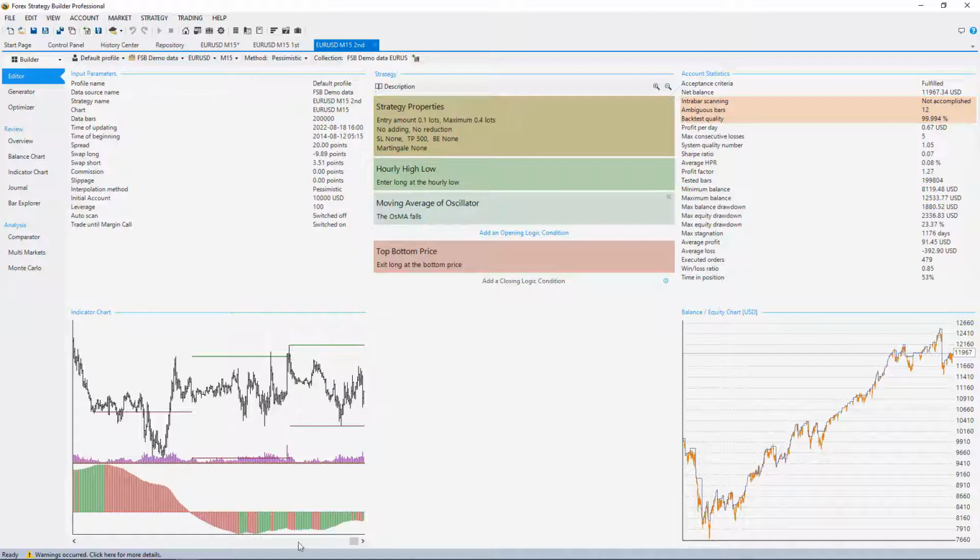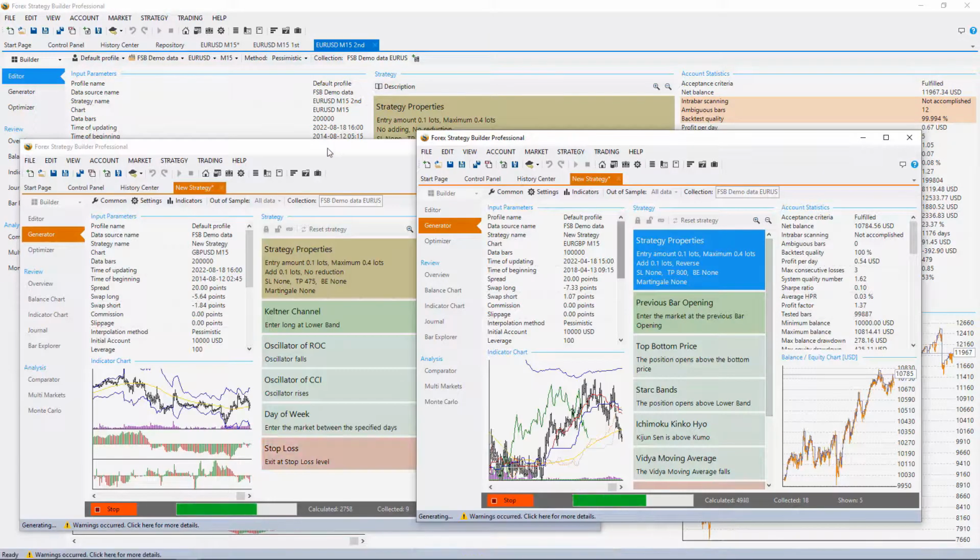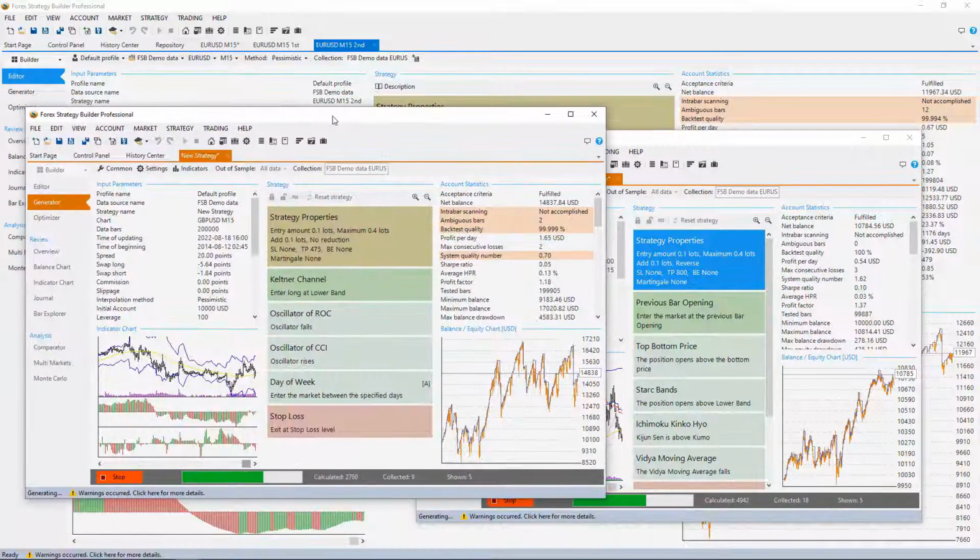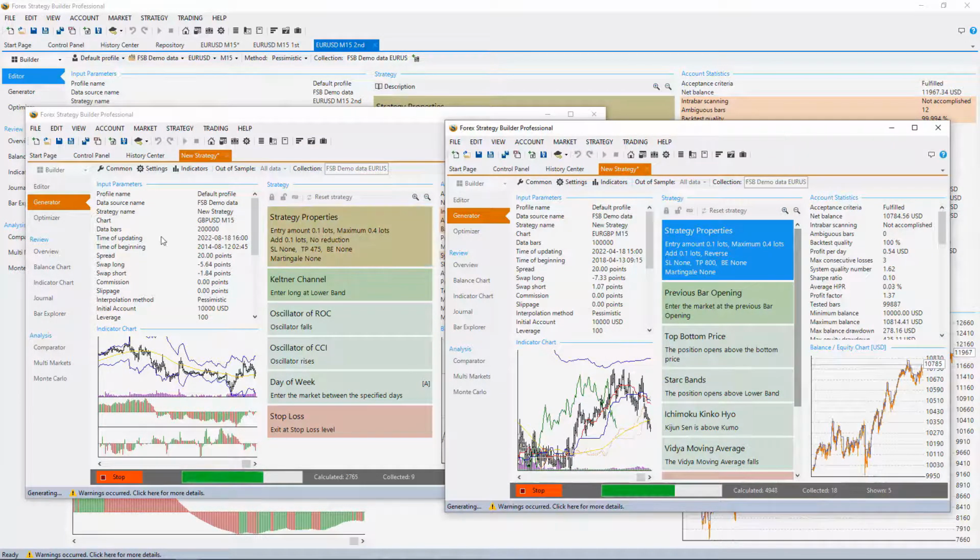Now I will simply leave the two generators work for another probably 30 minutes or so. I will choose 2 strategies from each one, and in total I will have 6 strategies that I will export. I will put on MetaTrader and see how these will perform. We'll see you guys right in there.